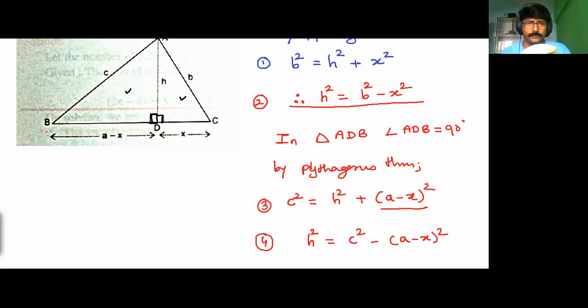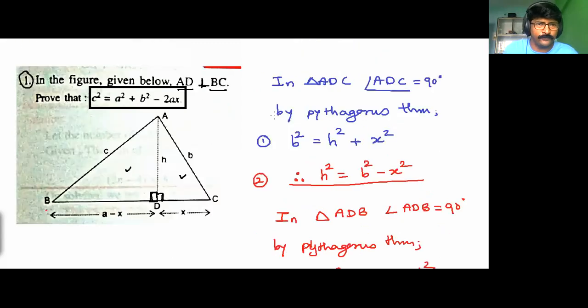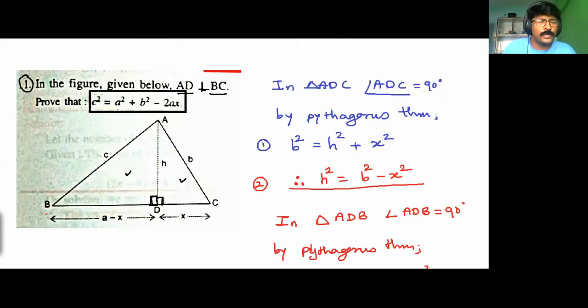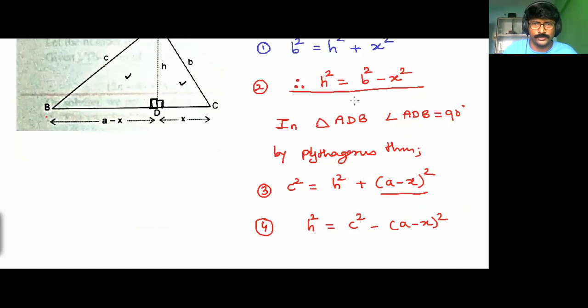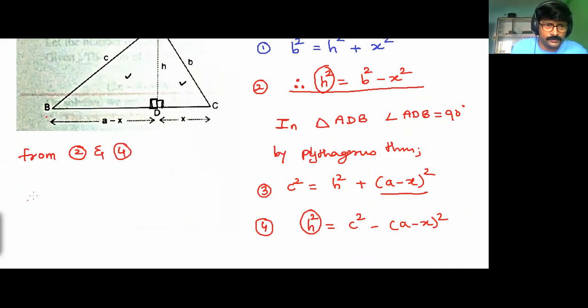Now, once you're done with statement number 2 and statement number 4, what can we do? Look at this. If you notice, in the prove-that part, there is no h square anywhere, isn't it? So I am equating this 2 and 4. See, this is also h square and this is also h square. So if we equate 2 and 4, we get c square minus a minus x the whole square is equal to b square minus x square.